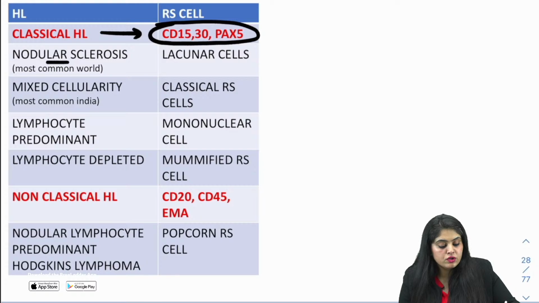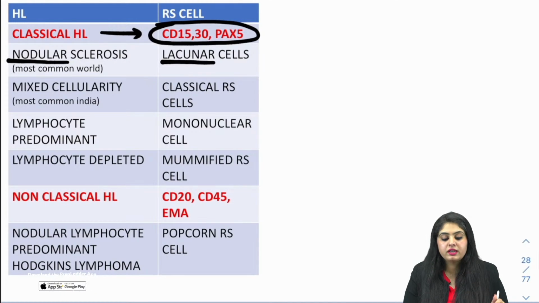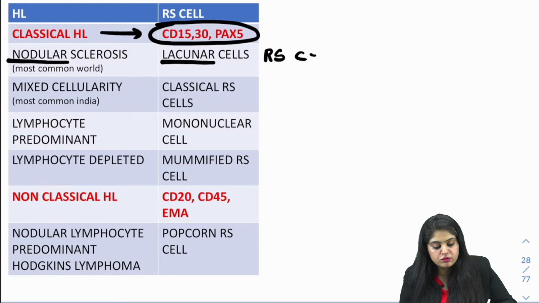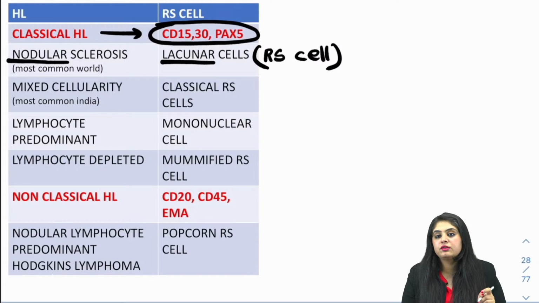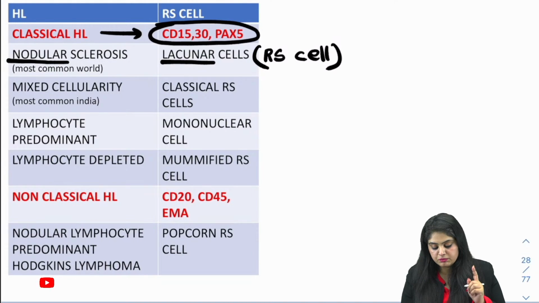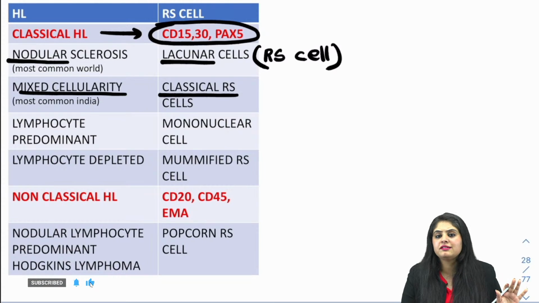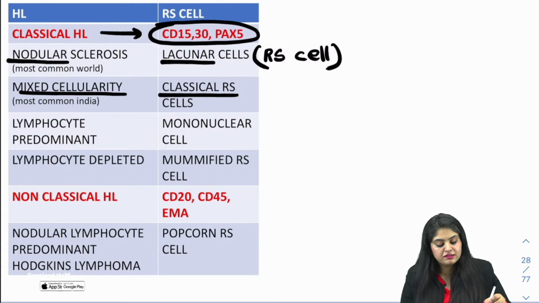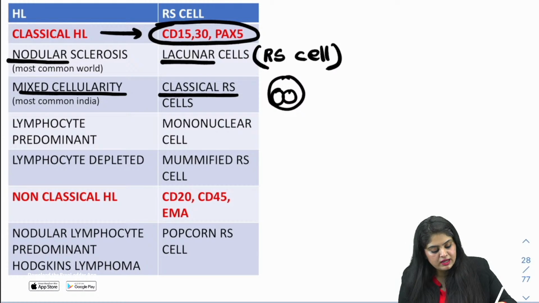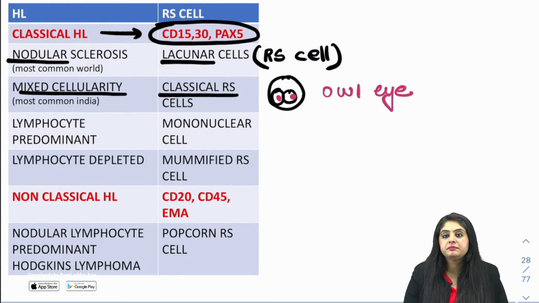So see, in nodular, you see lacunar cells. It rhymes, right? Which kind of Reed-Sternberg cells do you see? In nodular sclerosis, you see lacunar cells. Point number one. In mixed cellularity, you see the classical one, like in India you will see the classical. What is the India classical? The classical owl eye appearance. I'll be showing you pictures in a while. The classical owl eye appearance is what you're going to see.